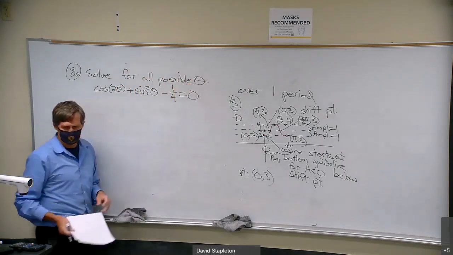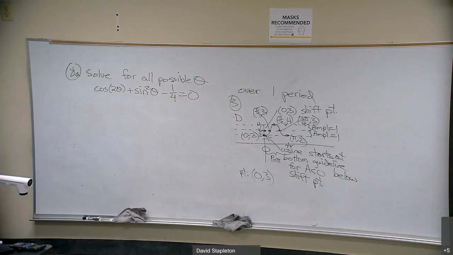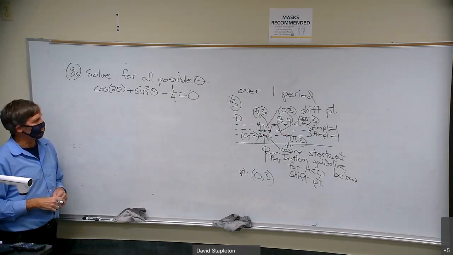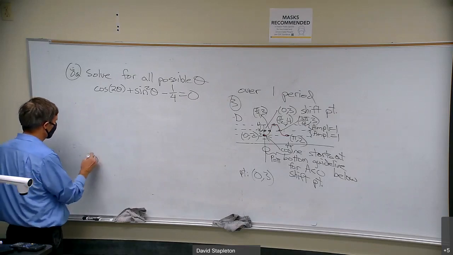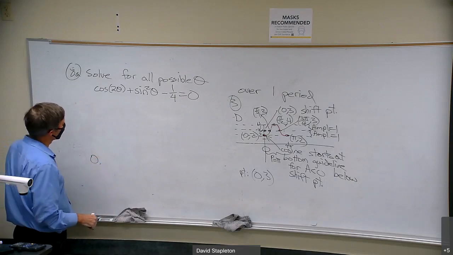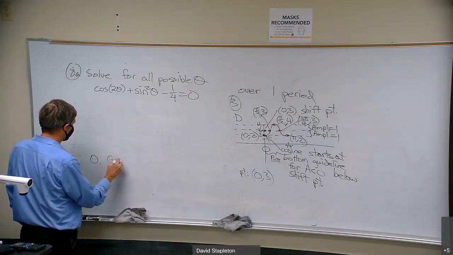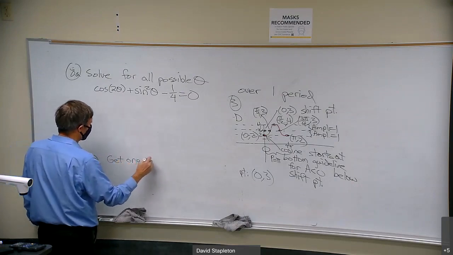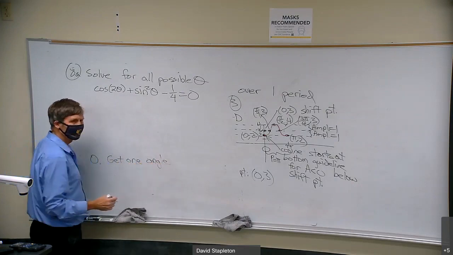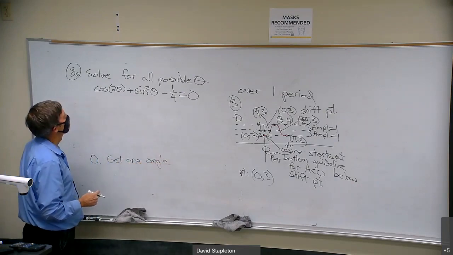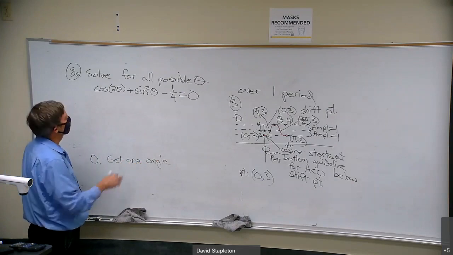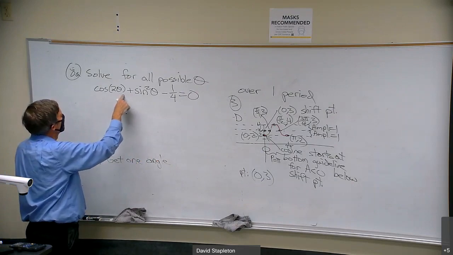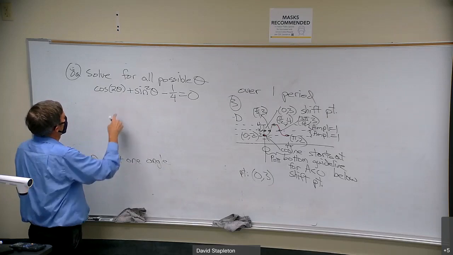How do I solve a trig equation for all possible theta? There were some rules of thumb that are nice for these. Rule 0, we gave it 0 because it started later after rules 1, 2, 3, was to get one angle. Right? If this is 2 theta and this is theta, I don't know how to solve it. So I get one angle, and how can I reduce this to one angle? Well, if I've got 2 theta, I can use a double angle identity. This is why you need to know the identities, right? We needed the quotient identity and the other one. Now we need the double angle identity.